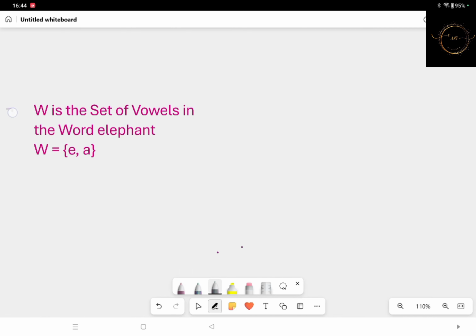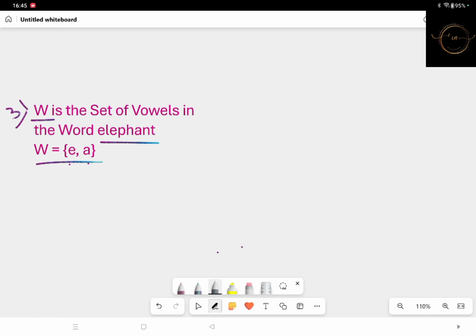Now coming to the third example of roster form, that is, set of vowels in the word elephant. Now in this word elephant, how many vowels are there? E and A, 2 vowels. But look over here, E is repeated 2 times in the word. But can you repeat elements when representing it in the form of a set? No. So you have to write E only 1 time and A 1 time. So W is the set of vowels, and in roster form it will be represented as E, A.